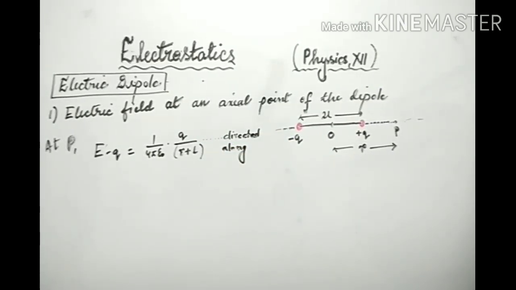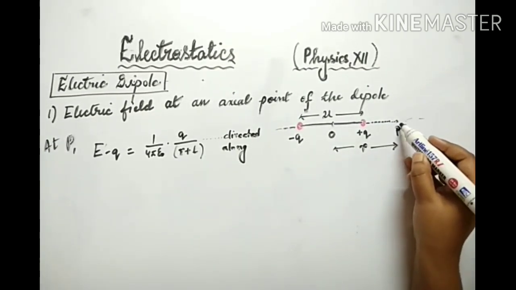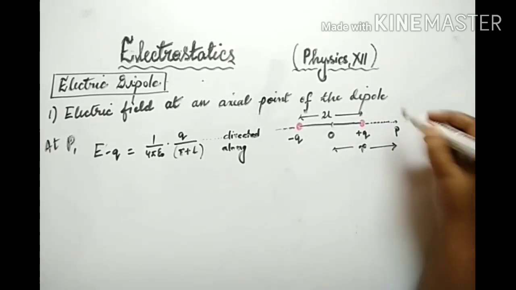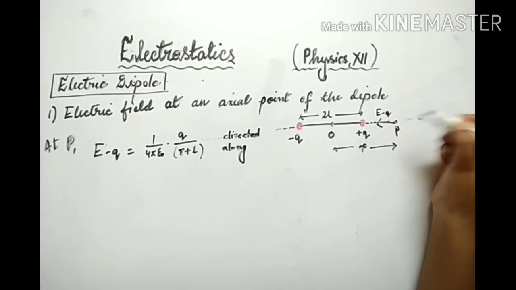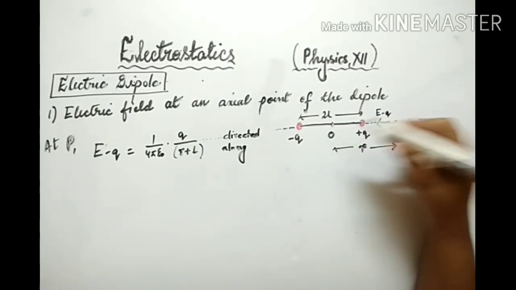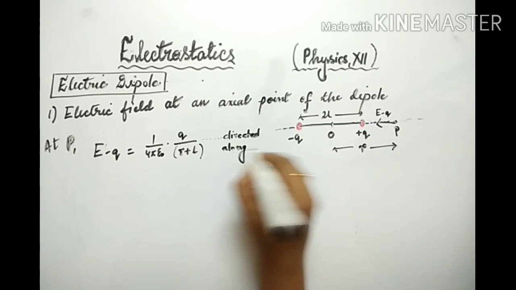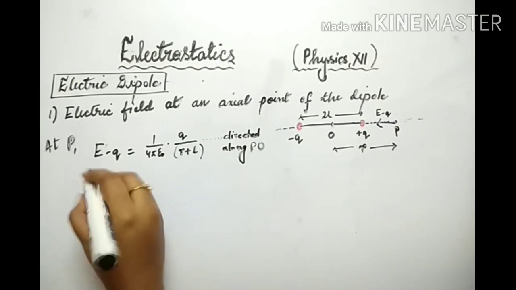Now let us see in which direction it will be directed. This is a minus q charge, and if you imagine a plus 1 charge here, a charge of unit positive magnitude, then that charge will obviously be attracted towards this charge. That means the electric field here will be in this direction, towards the minus q charge. That means direction is along PO.